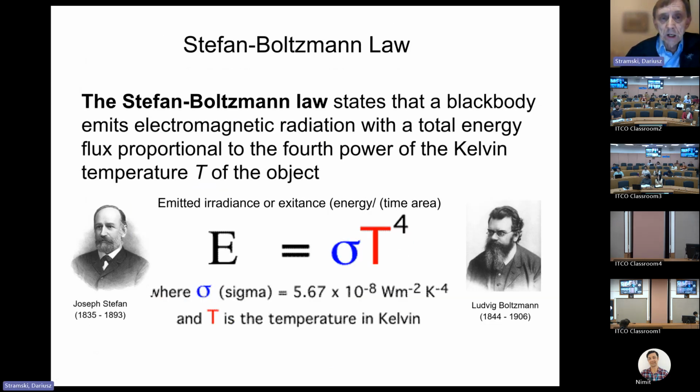And there are two other laws that can be directly derived from Planck's radiation law. The first one is the Stefan-Boltzmann law, which states that a black body emits electromagnetic radiation with a total energy flux proportional to the fourth power of the Kelvin temperature of the object. So that's indicated here. And in this case, on the left-hand side, we have a radiometric quantity referred to as irradiance rather than radiance. So it's energy per unit time per area. So it's now a spatial integration over a range of directions of propagation of light, as opposed to radiance, which is a directional quantity associated with a specific direction of propagation of light. So there is a very strong dependence of total energy of thermal emission on temperature.